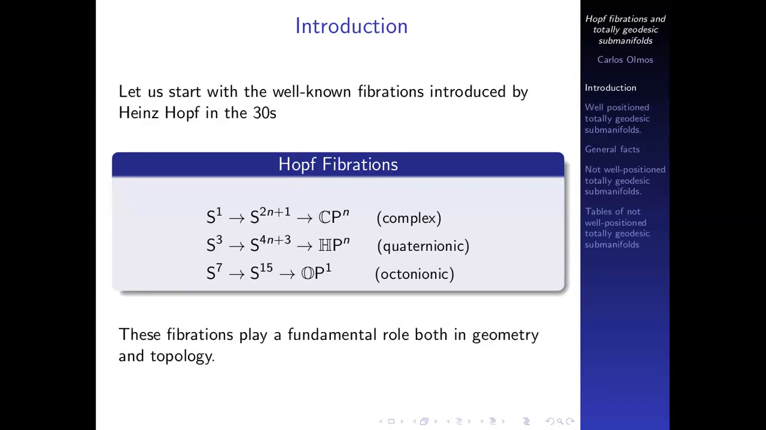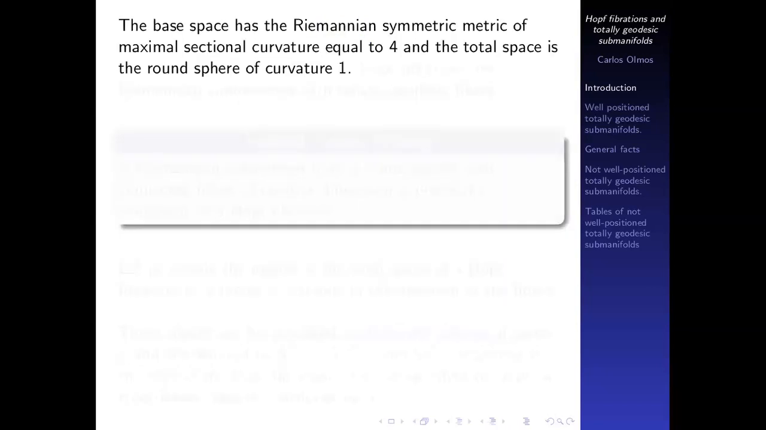These fibrations play a fundamental role both in geometry and topology. The base space has the Riemannian metric of maximal sectional curvature equal to 4. We put this by convention; it is better for the calculations. So maximal sectional curvature equal to 4, and the total space is the round sphere of curvature 1. Of course, if we begin with the sphere with curvature 1, the curvature of the base is completely determined.